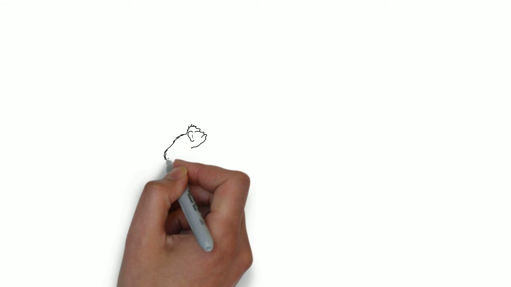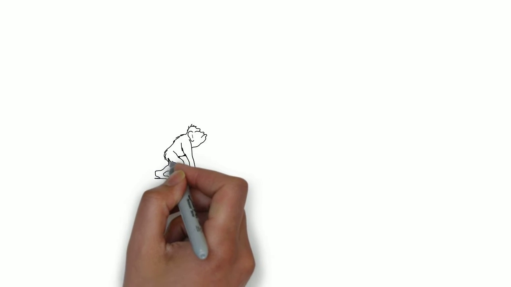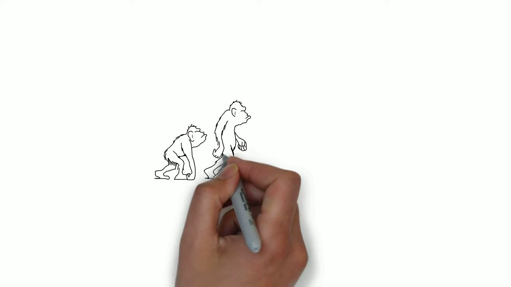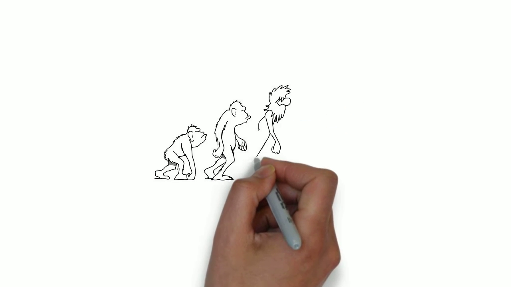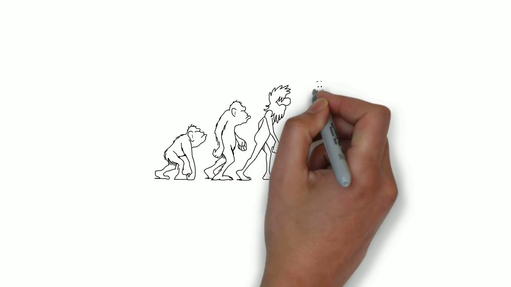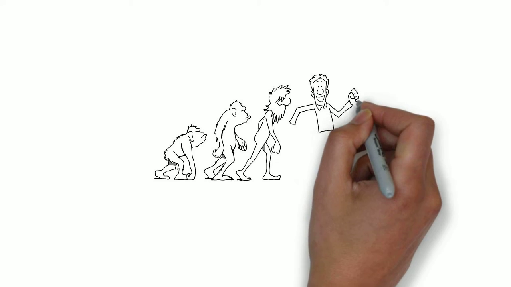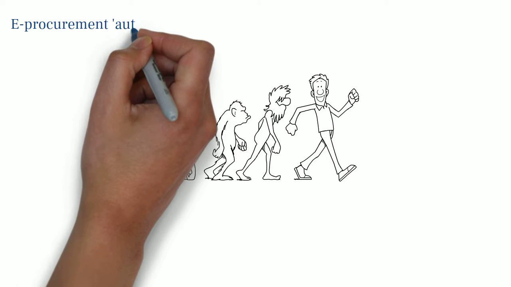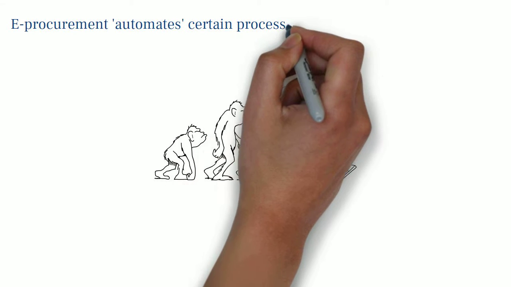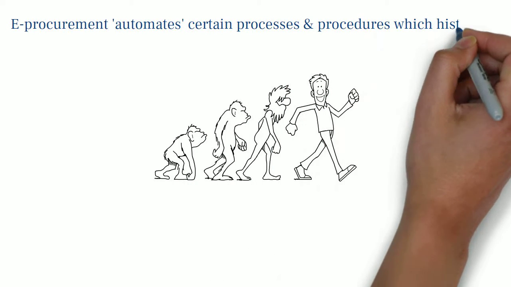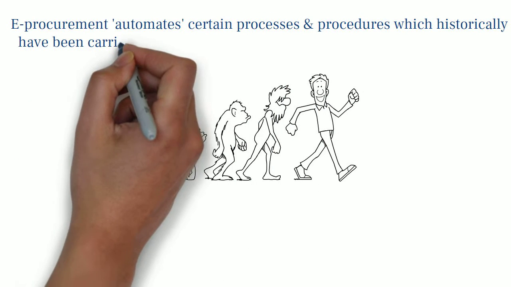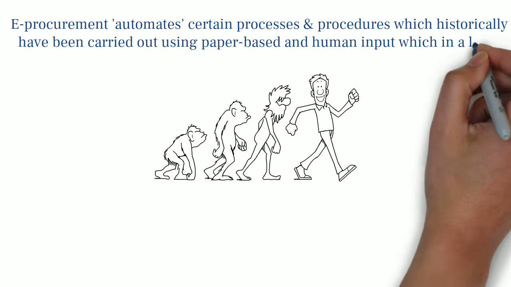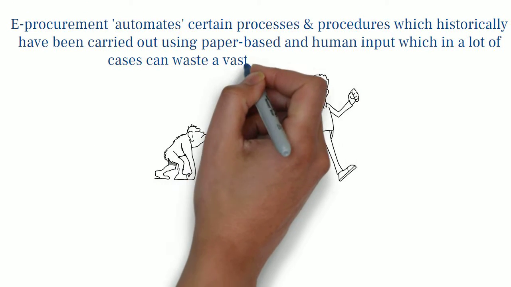As touched on in previous videos, construction is often seen as being stuck in the past compared to other industries. A lot of this is due to the complex nature of construction projects, but e-procurement is one way that construction is attempting to bring itself into the present and increase its efficiency and productivity. Essentially, e-procurement automates certain processes and procedures which historically have been carried out using paper-based and human input, which in a lot of cases can waste a vast amount of time and cost.